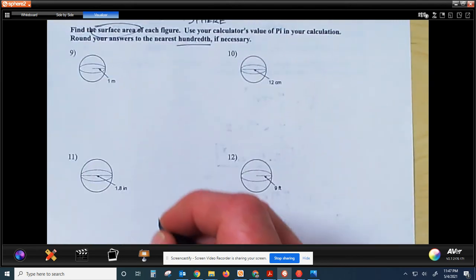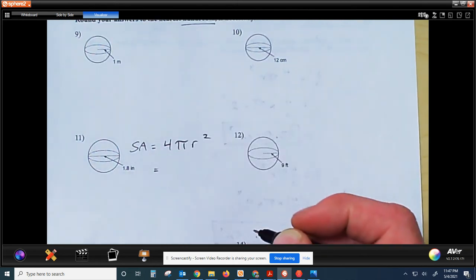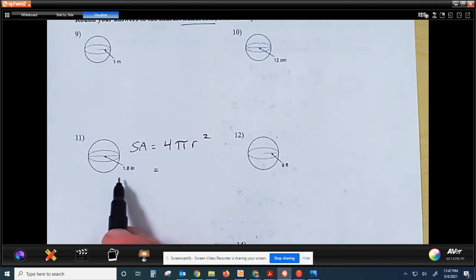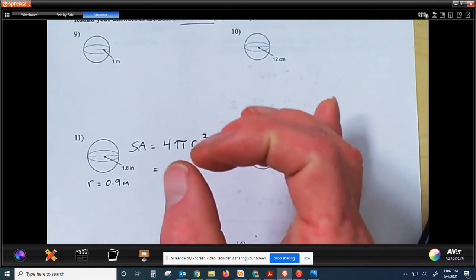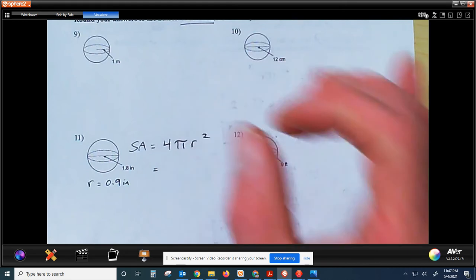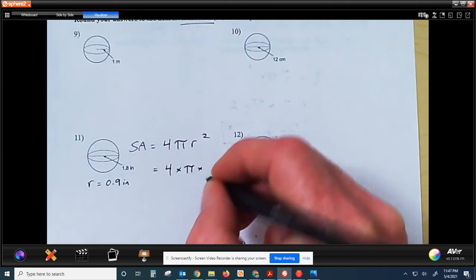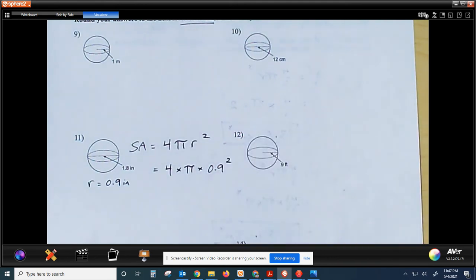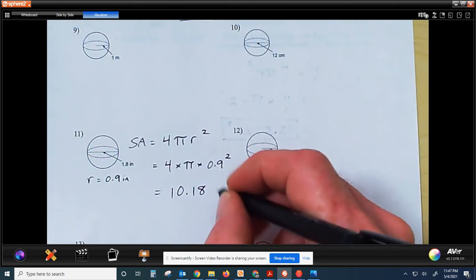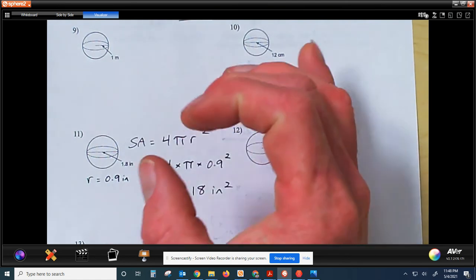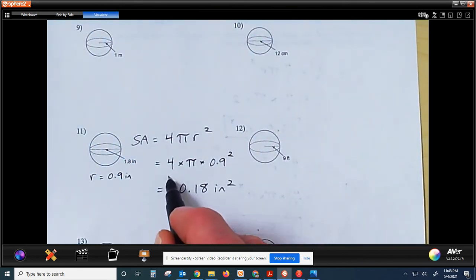I'm going to jump down to number 11. Surface area is equal to 4 pi r squared. Okay, be careful here. They've given you another one. My diameter is 1.8, so my radius is equal to 0.9 inches. So we're talking about a marble 2 inches across or so, 1 inch radius. What's the surface area going to look like? 4 times pi times radius of 0.9 squared. Calculator chews on that and tells you that 10.18 inches squared is the answer. So that marble, about 2 inches across, has a surface area of a little over 10 square inches.